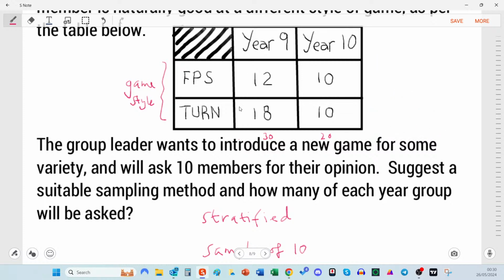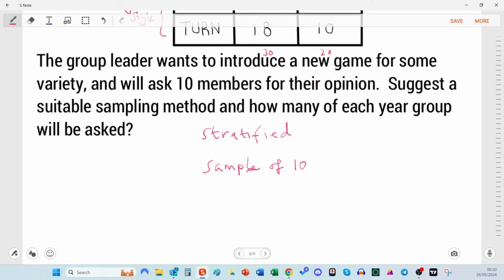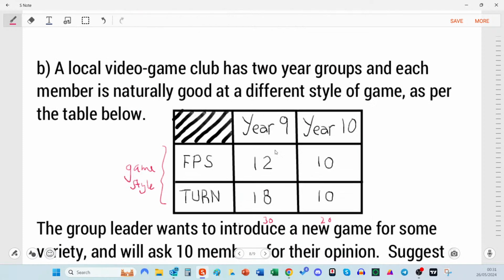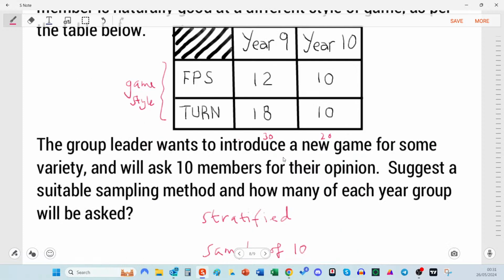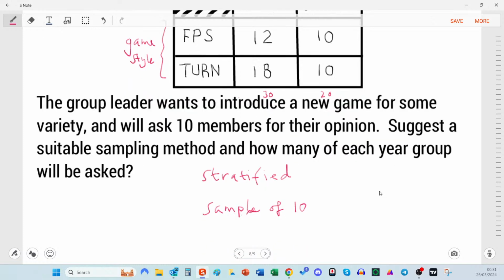So that's how stratified works. You're going to pick in the correct proportions that already exist in the whole population. So that's a suitable sampling method. And we want to know how many of each year group are going to be asked. Oh, in fact, we've already just done that. How many of each year group will be asked?